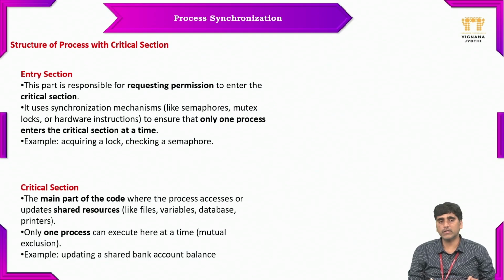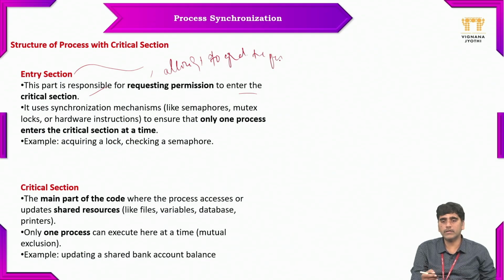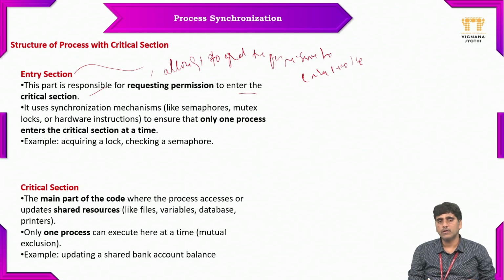So here the first part is what? Entry section. This part is responsible for requesting permission to enter into the critical section. The entry section grants the permission to enter into the critical section. So if any process wants to enter into the critical section, it must get a grant from the entry section.